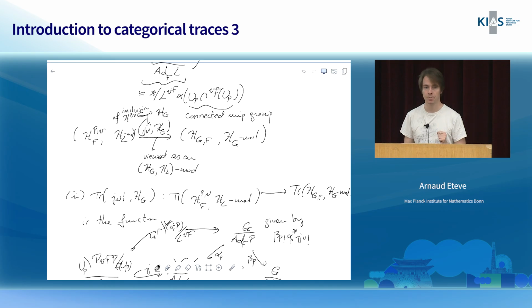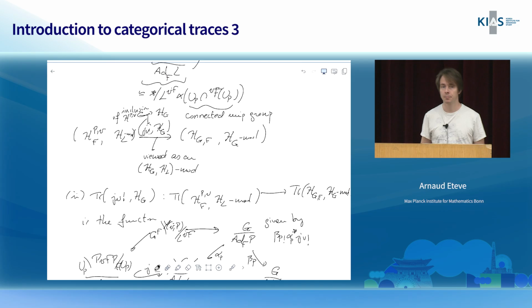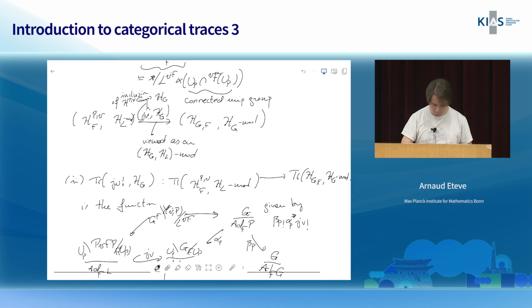So the trace is taken in the Morita two-category. Correct. We're taking the trace in a two-category. So we're taking the trace in 2PrL, and this Morita two-category lives inside 2PrL. Yeah, absolutely. Any more questions? Okay.